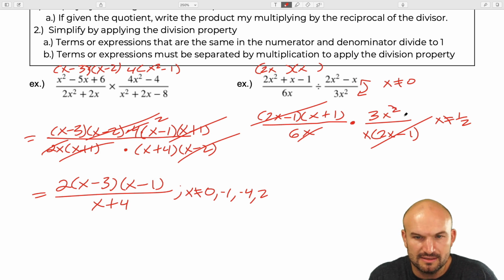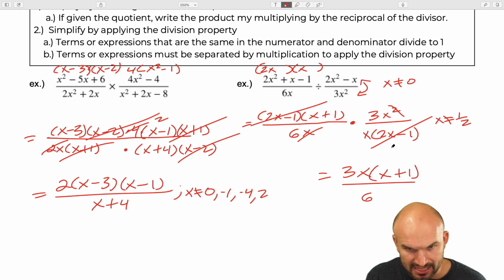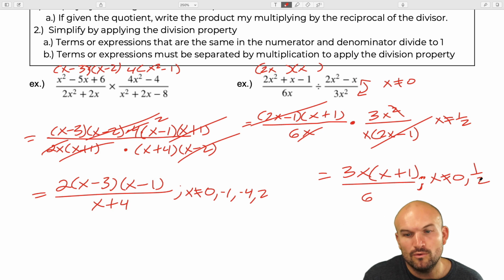And we'll just say that x times. So therefore, I will be left with 3x times x plus 1 divided by 6. Yeah, divided by 6. There you go. But x cannot equal 0 and 1/2.